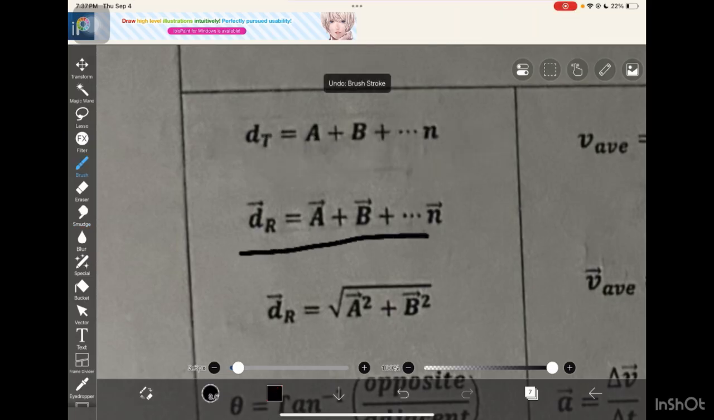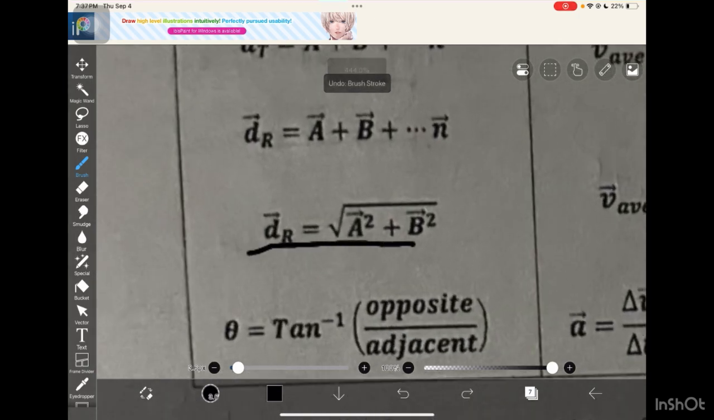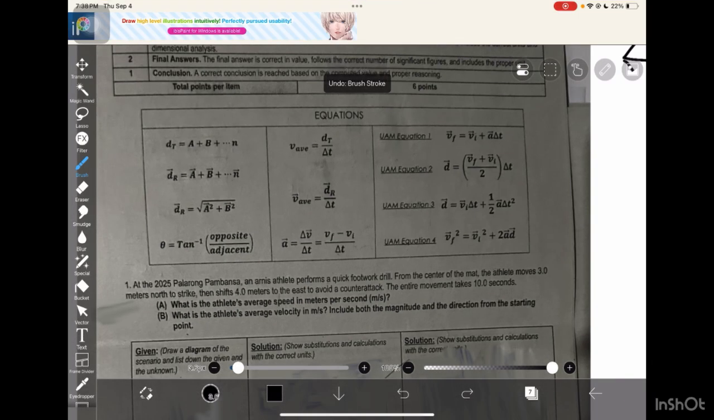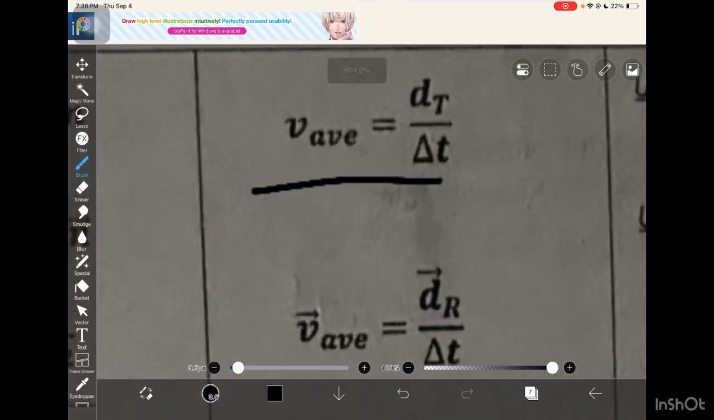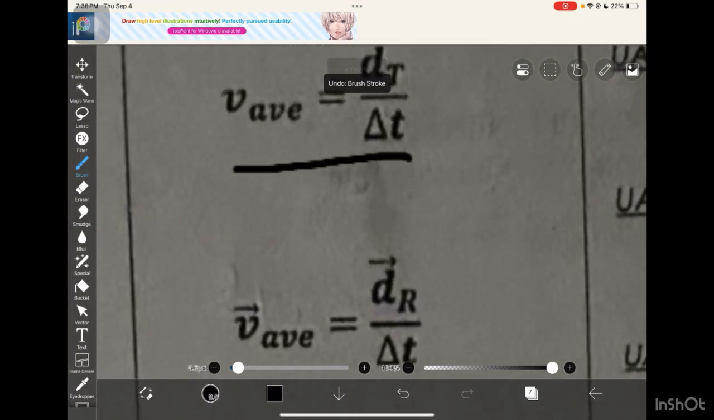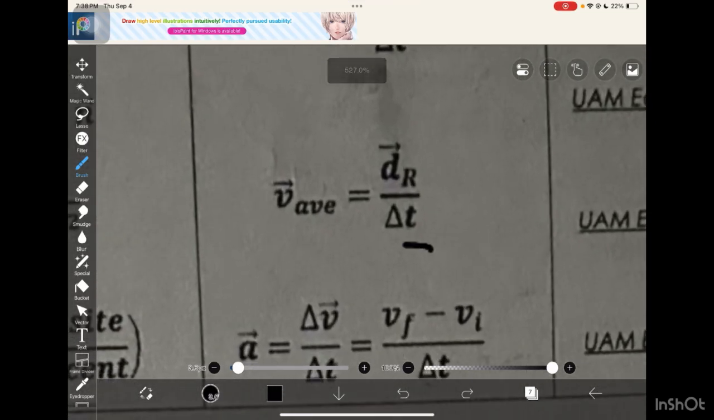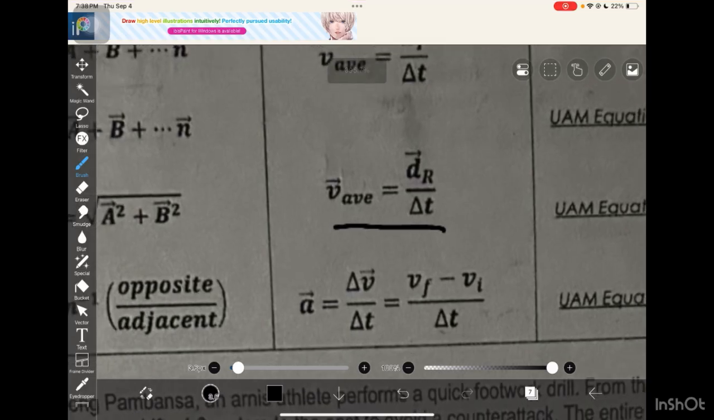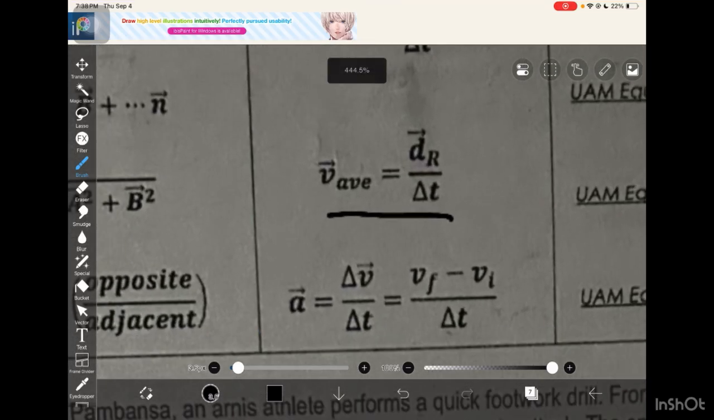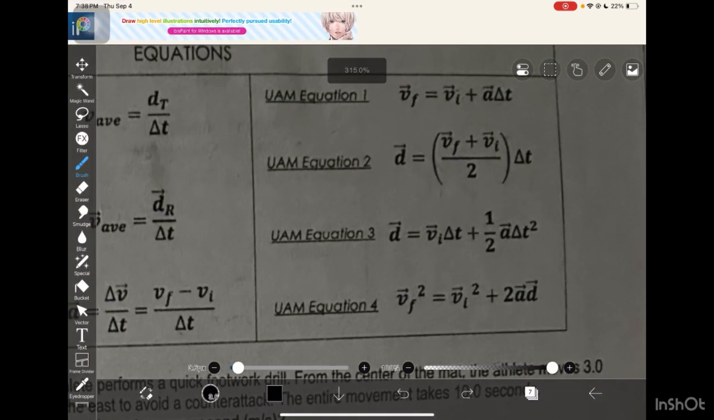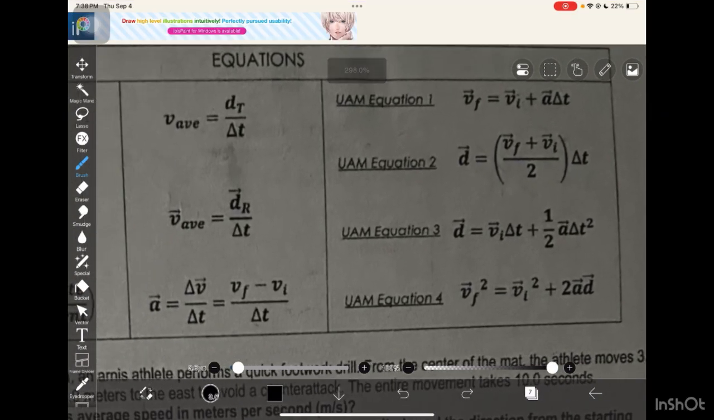This is the d sub r. This is the d sub r in case of a triangle equation. We've solved that before. And we got how to solve for theta. Okay. Then V sub average, this is the speed formula. This one, d sub r over t, this is the velocity formula, and then acceleration formula is this one. Then UAM equations that just play around with these variables.